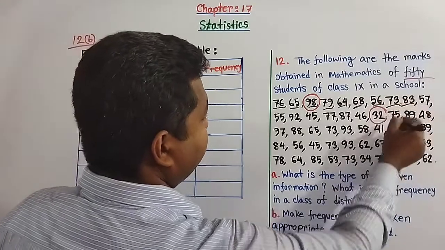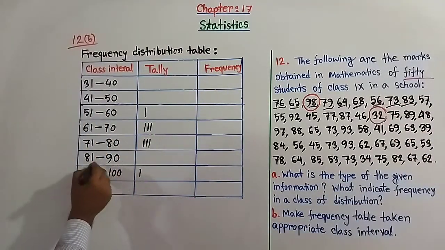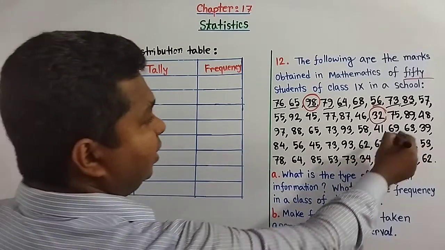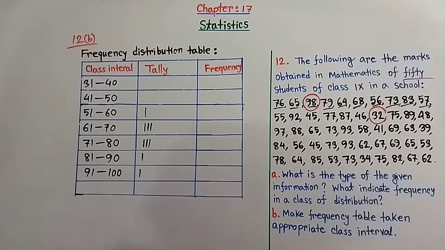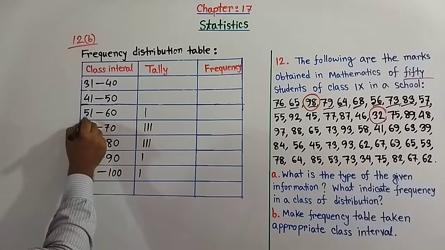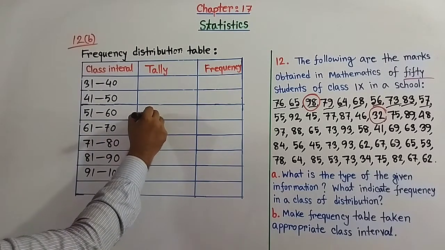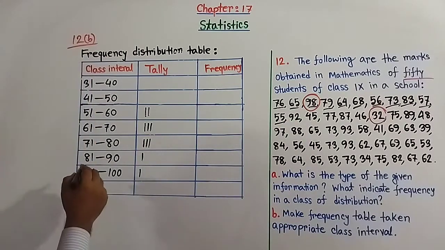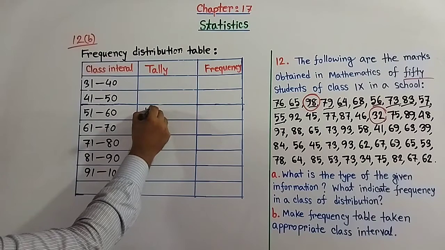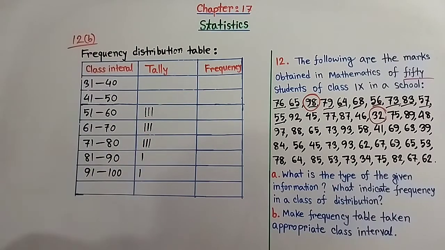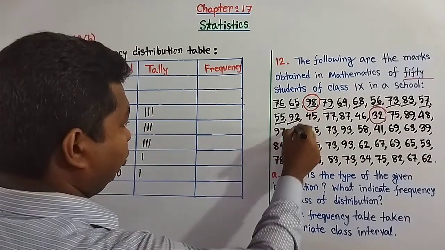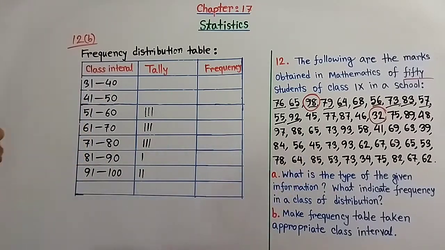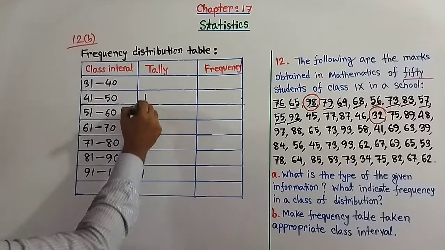Then 83. So for 83 it will be at 81 to 90 class. Then 57. So for 57 we put a sign at 51 to 60 class. Then 55. So for 55 we put a tally sign at 51 to 60 class. Then 92. So 92 will be here. Then 45. So 45 will be here.